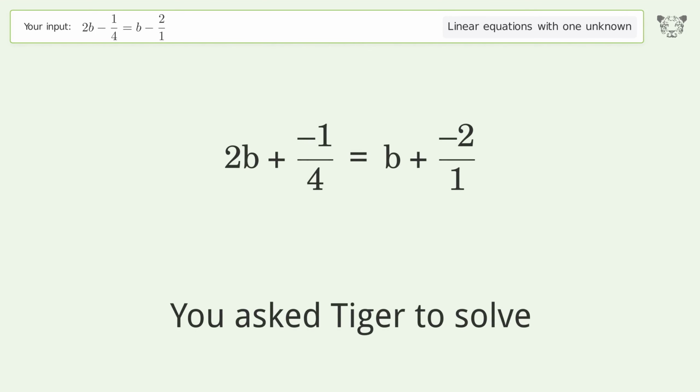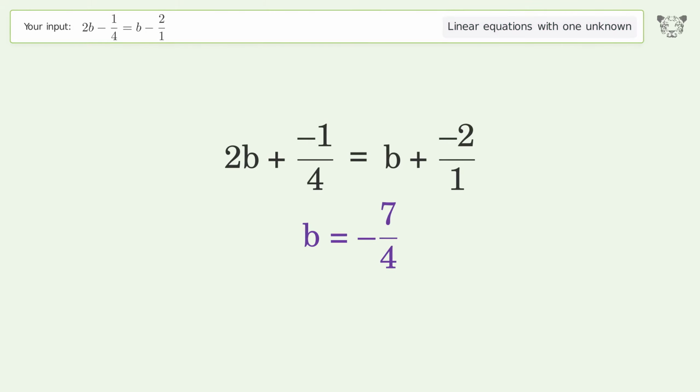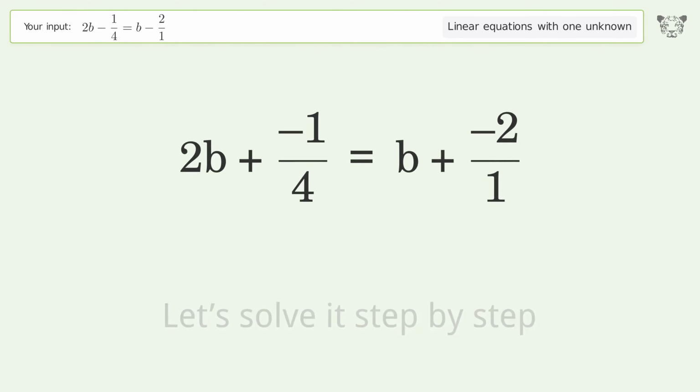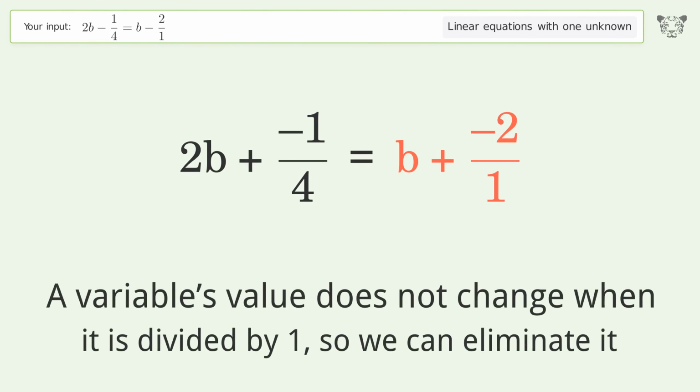You ask Tiger to solve. This deals with linear equations with one unknown. The final result is b equals -7/4. Let's solve it step by step. Division by 1. A variable's value does not change when it is divided by 1, so we can eliminate it.